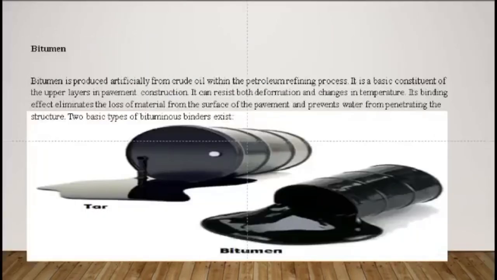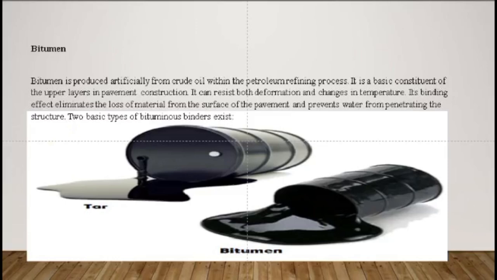So, moving on, what is bitumen? Bitumen is one of the materials in flexible pavement. Bitumen is produced artificially from crude oil within a petroleum refining process. It is a basic constituent of the upper layer in pavement construction. It can resist both deformation and changes in temperature. Its binding effect eliminates the loss of materials from the surface of the pavement and prevents water from penetrating the structure.